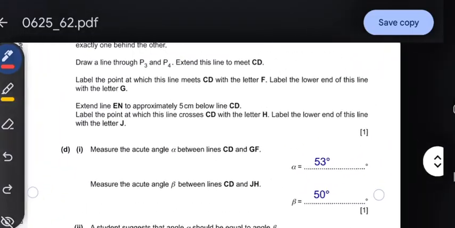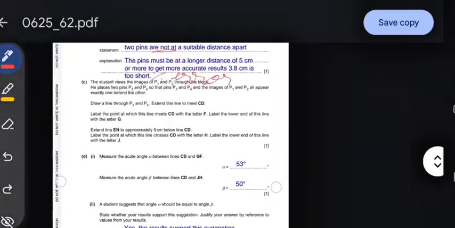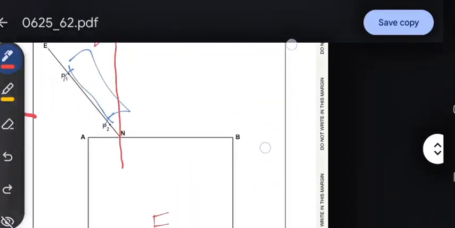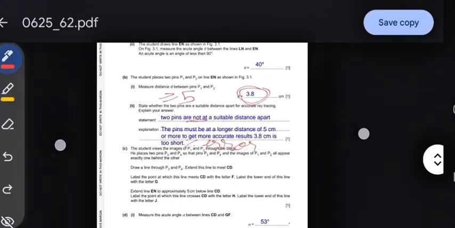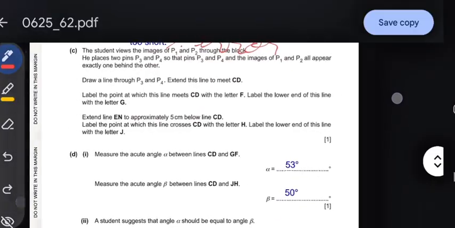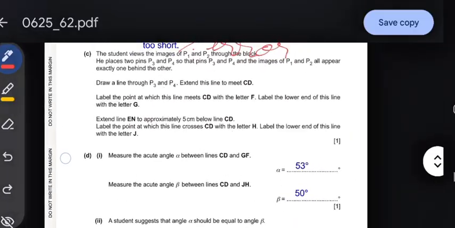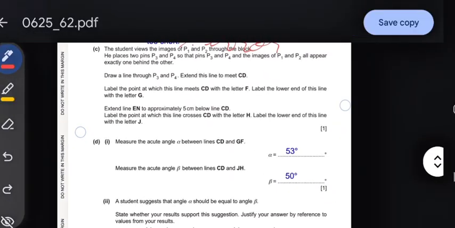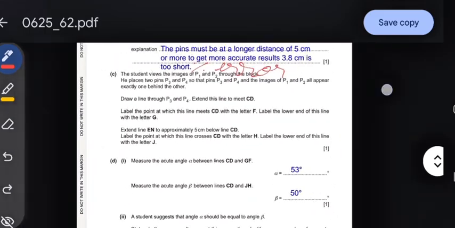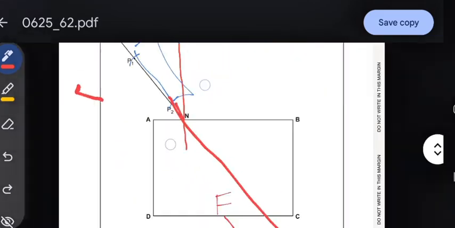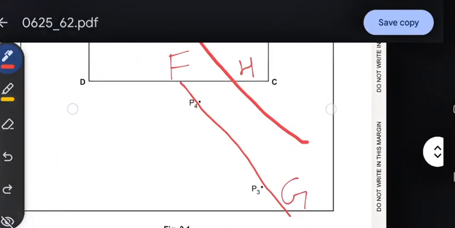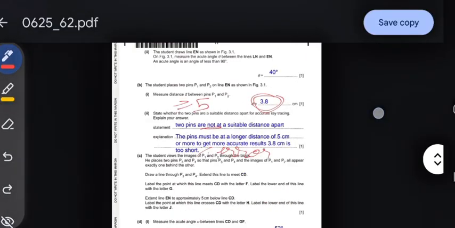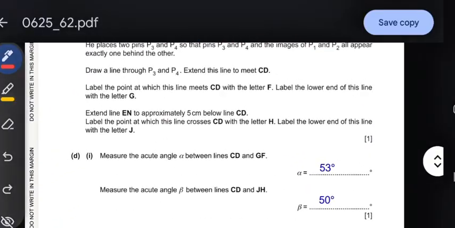Now, extend the line EN to approximately 5 centimeter below CD. Okay, what you're going to do is just take this line EN and extend it 5 centimeter below CD. Now, they tell us to label the point at which it crosses CD with H and the lower end with J. CD is here. Don't label AB, okay? At CD it is H and the lower point is J.